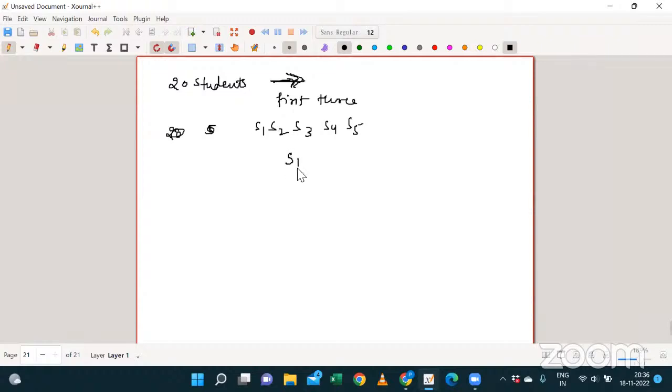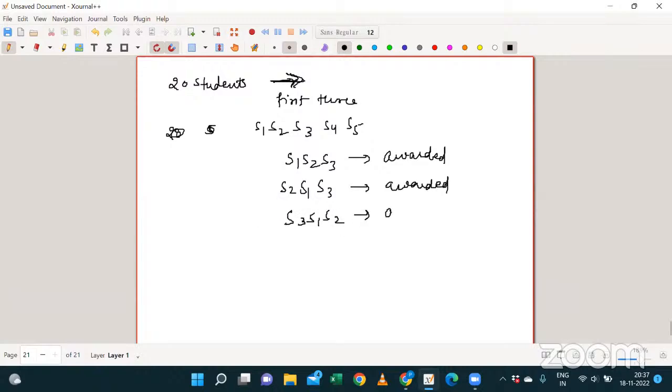Suppose S1, S2, S3 submitted the assignment first. I mean, they are the top 3. They will be awarded. Suppose S2 submitted first, then S1. Again, these 3 will be awarded. Suppose S3, S1, S2. Again, these 3 will be awarded. I understood. You are saying that whatever the order, only those 3 people are going to get awarded.